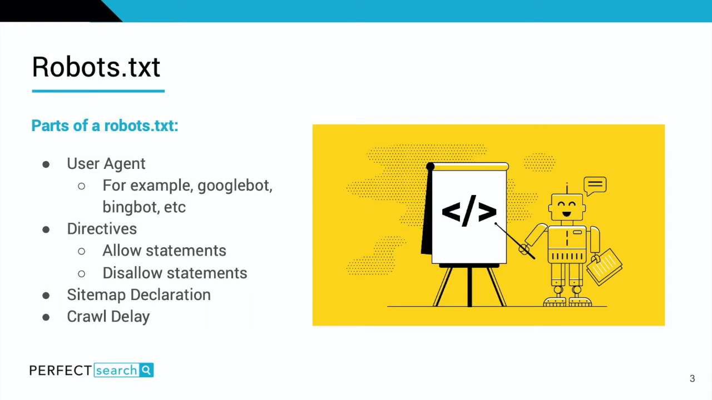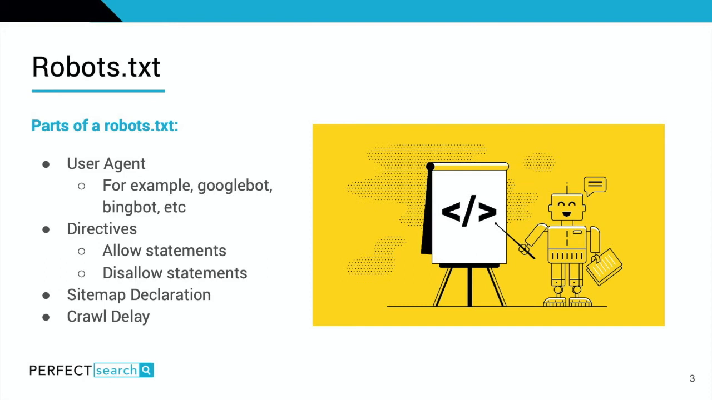So some important components of a robots.txt file. First is the user agent. The user agent is which search engine you're giving instructions to. So for example, Googlebot, Bingbot, Baidu, etc.